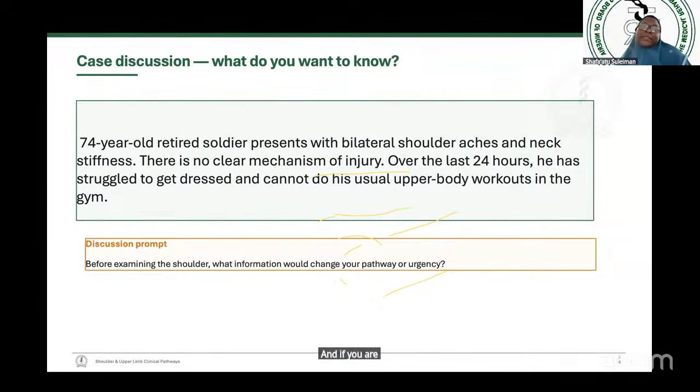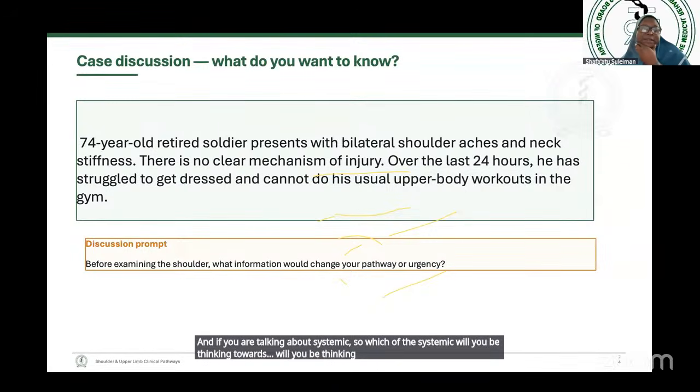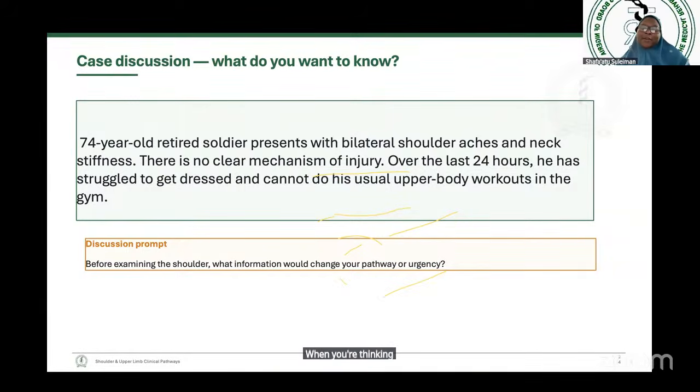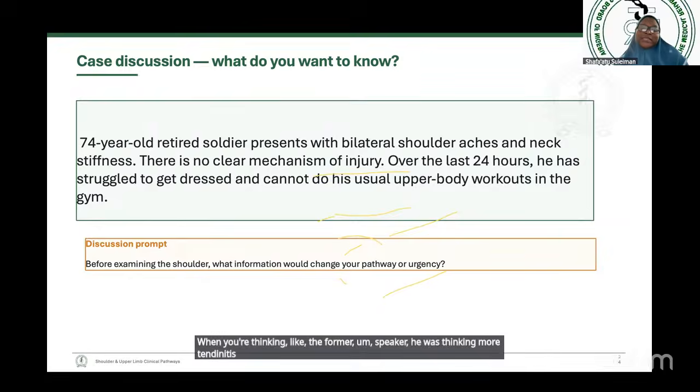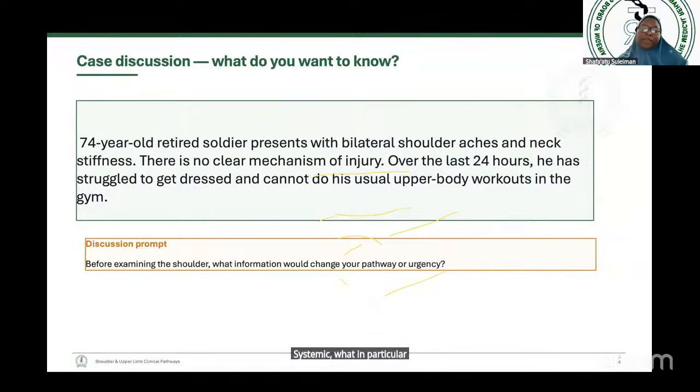And if you are talking about systemic, which of the systemic will you be thinking towards? What in specific? Because the former speaker was thinking more tendinitis, so his questions will be more around that area. With you, you're thinking more systemic. What in particular are you thinking, and what do you think is the appropriate question to ask the patient for you to know more about him? Does that make sense?